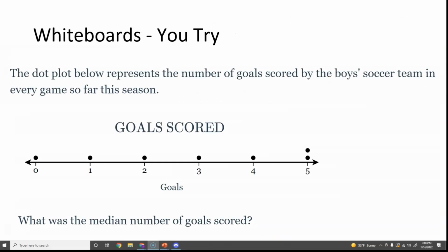Next, we're going to go into some U-tries. I'm going to give you guys a second to read this and then figure it out.